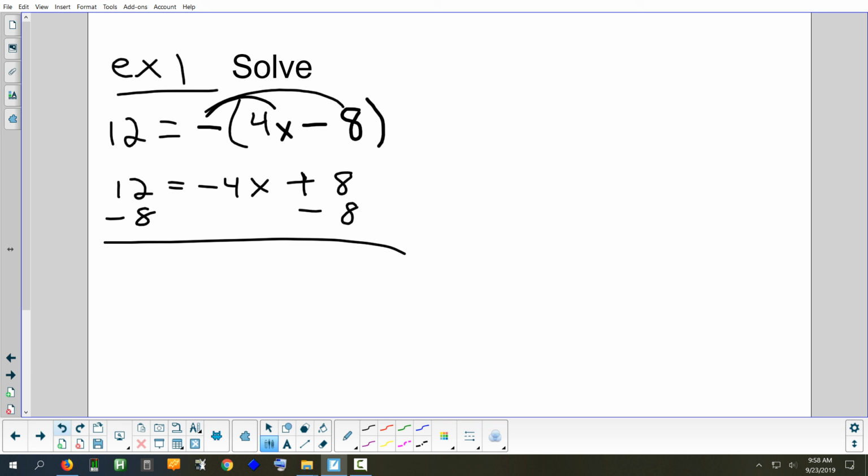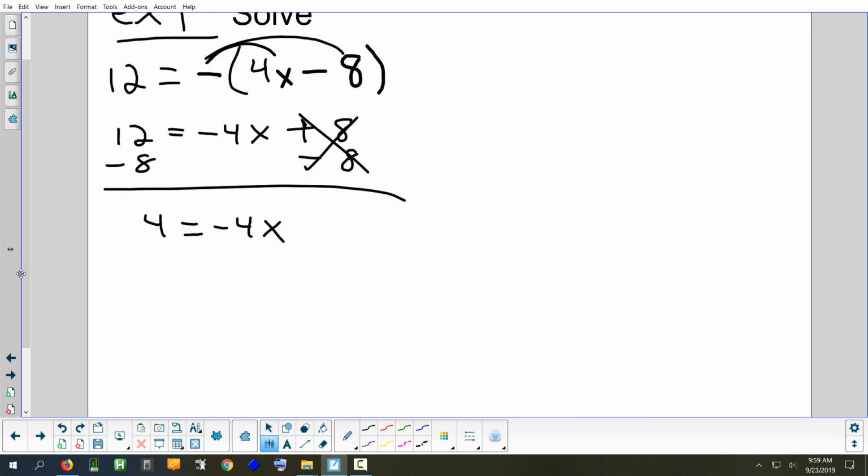Positive 8 minus 8. Kayla, what is it? So you have $8, you take away $8. 0, yeah. So that's 0. And now on the left side, 12 minus 8 gives me 4. Gianna, what's on the right-hand side now? Close. What kind of 4x? Negative. All right, so 4 equals negative 4x.